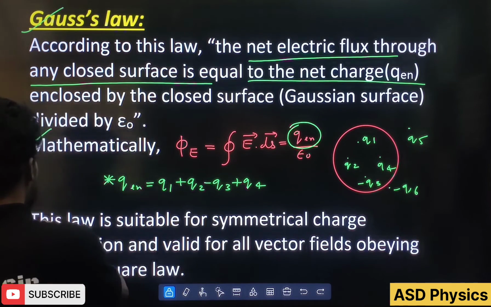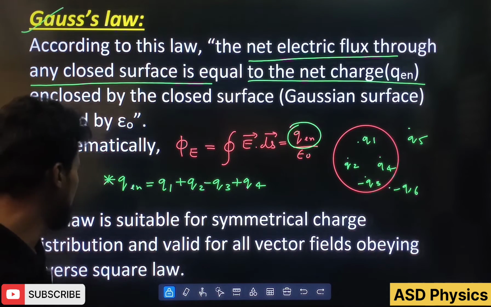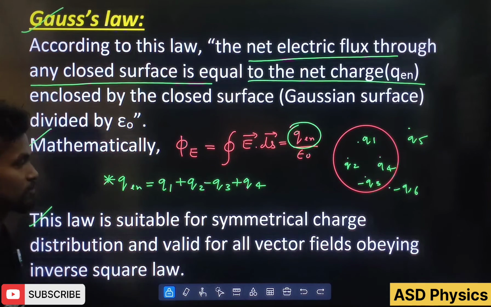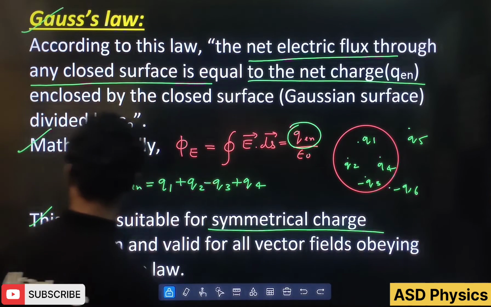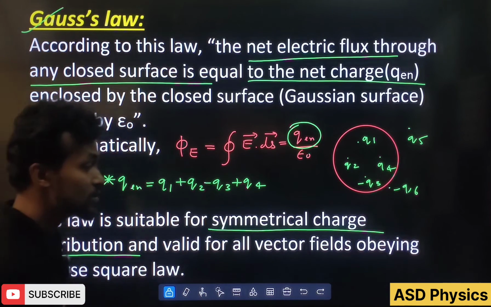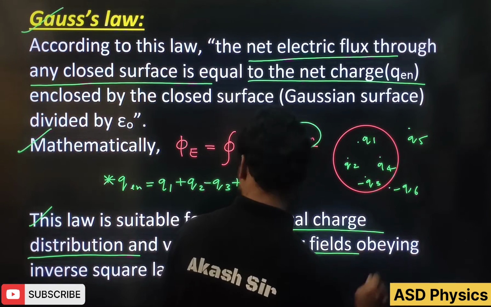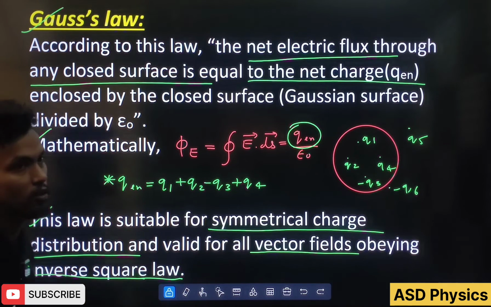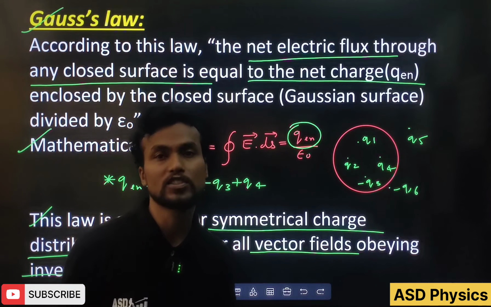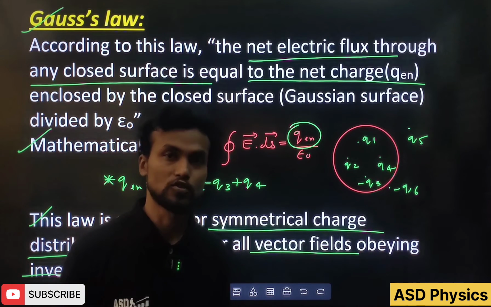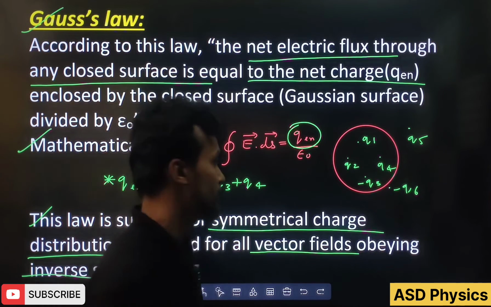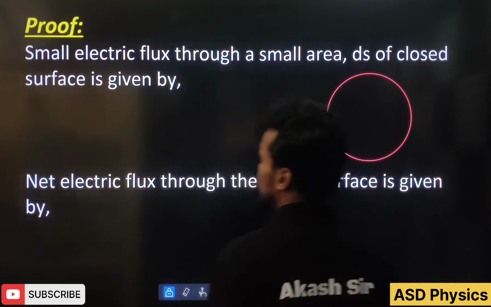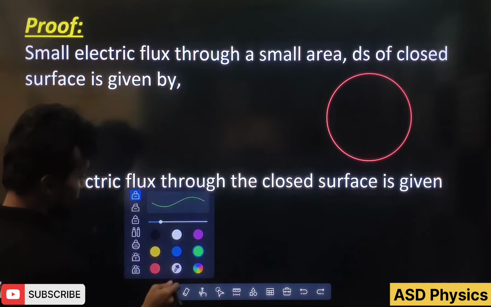Okay students, some important point is there. Let's see what the point is. This law is suitable for a symmetrical charge distribution and valid for all vector fields obeying which law? They should obey the inverse square law. Like the electric field due to a point charge is k into q by r square. So there also this Gauss law will be valid. Okay, remember that. Next, students, we are going to see the proof also.